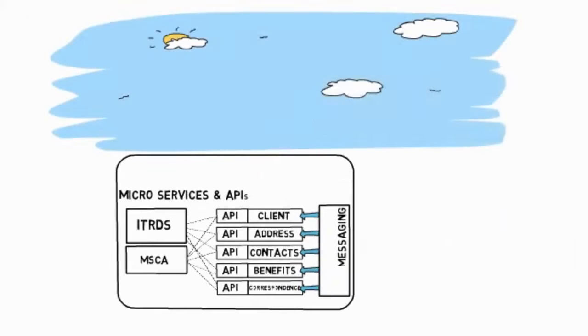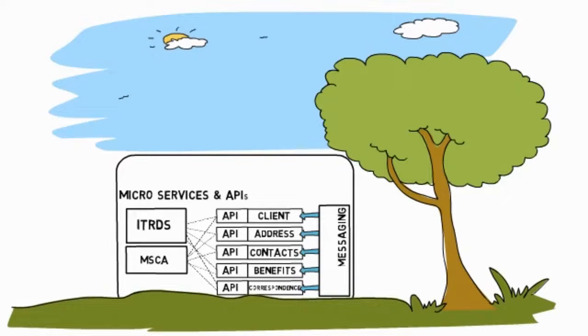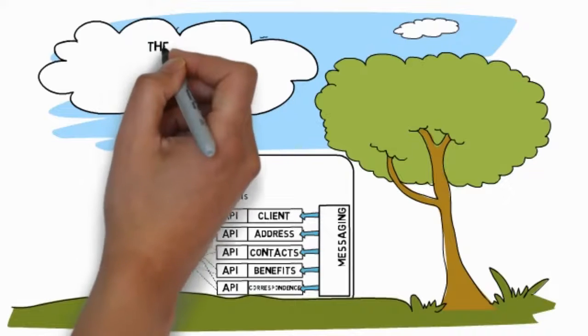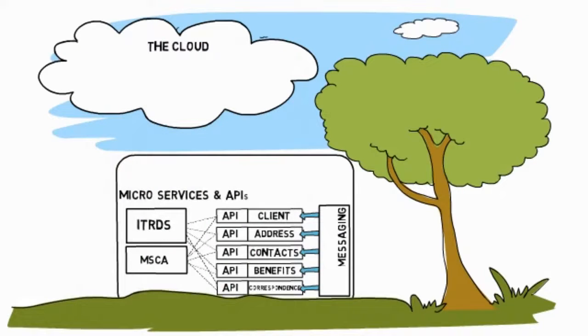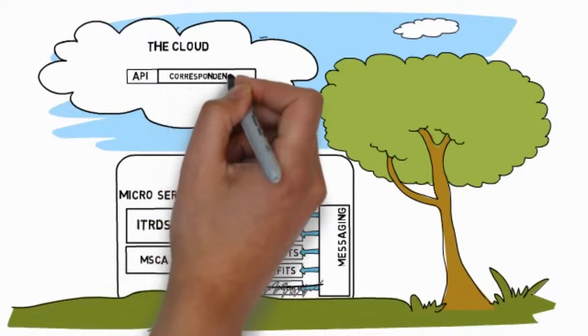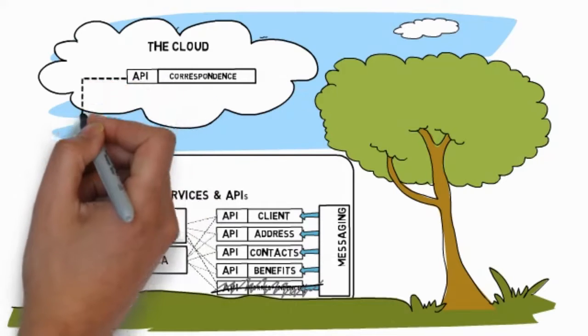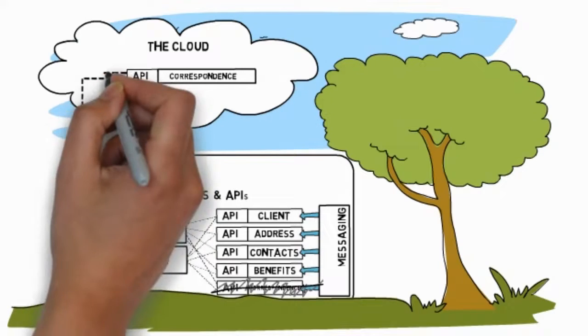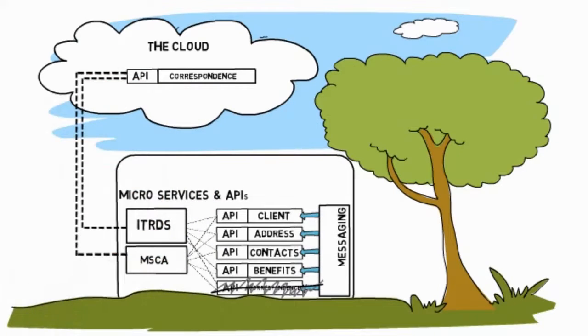Another advantage of using the APIs and microservices model is the portability to the cloud. A microservice and its associated API, such as correspondence, could transparently be migrated using cloud native capabilities. If we want to accelerate cloud adoption, this is the way to do it.